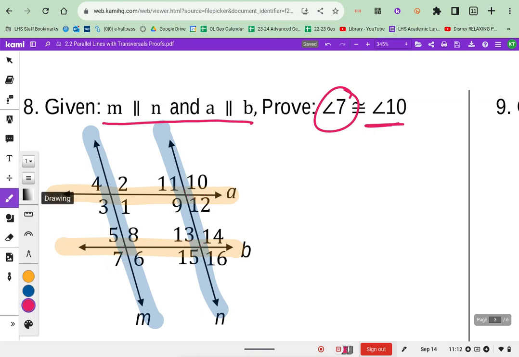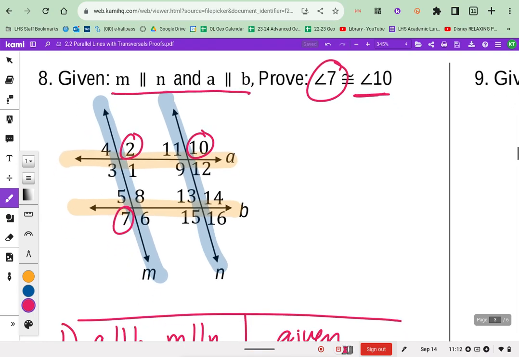Let's see what else would have worked. We could have said 7 is alternate exterior with 2, and then 2 and 10 are corresponding. That would have worked, right? And we could keep going. There's tons of ways we could have connected those, all right? So there's more than one way to solve a proof.